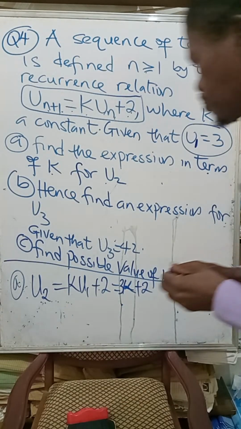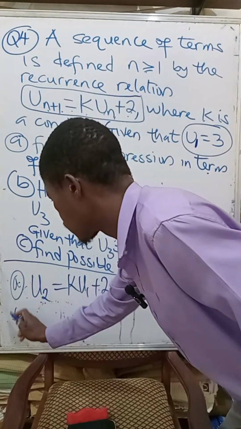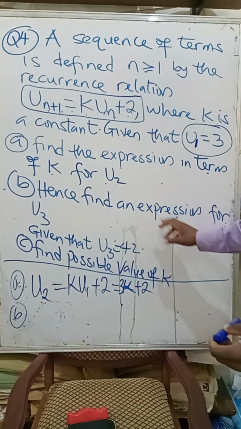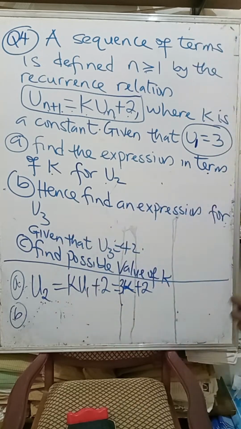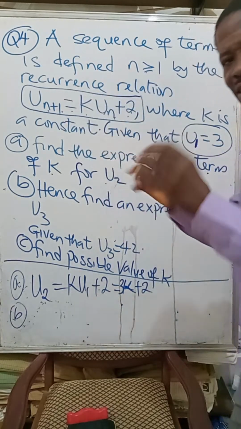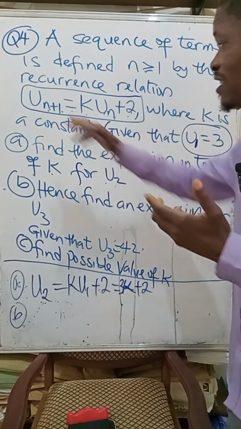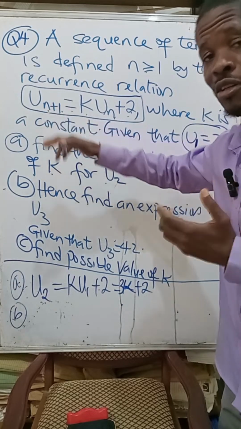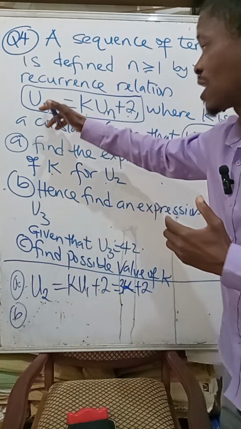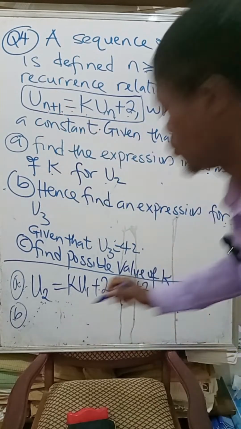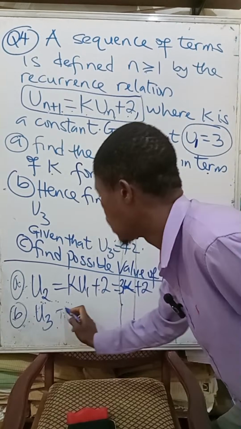The second one, B: we are to find an expression for U3. We've done A. For U3, you check the recurrence relation. When you're talking of U subscript 3, your n is 2, that will be 2 plus 1. So n is 2. So U3 is equal to what?